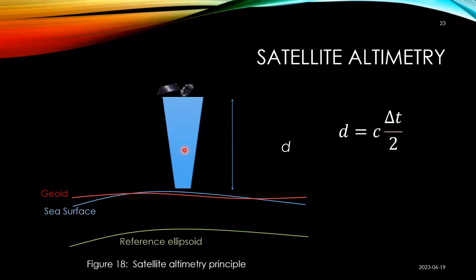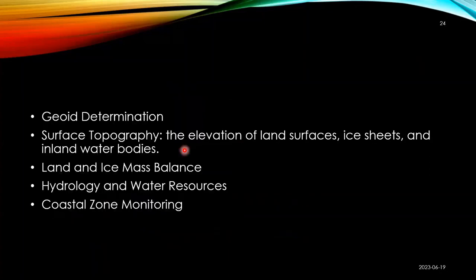The ocean has a significant role in climate these days, so it's very important. This satellite altimetry plays an important role in that business. For geoid determination, you can also use these measurements of the sea surface topography to determine a geoid model.